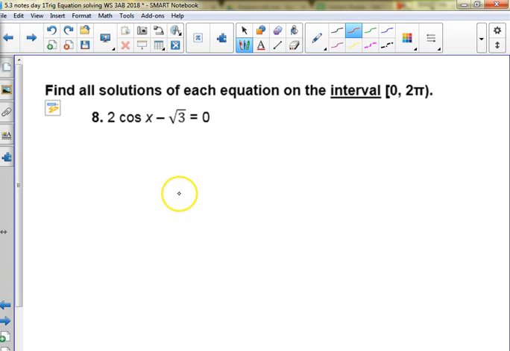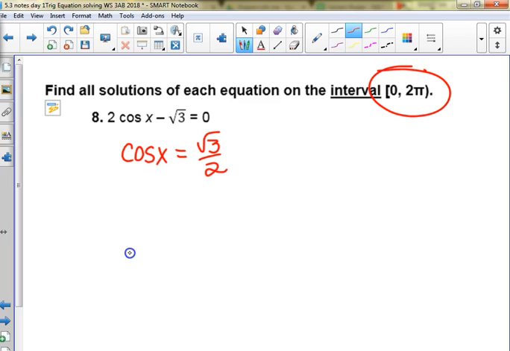All right. We're still in an interval. So do this one on your own. It says all solutions, but it says all within this interval, right? So don't get confused. As long as there's an interval, we're good. We're going to have a finite number of solutions. How many is that finite number?